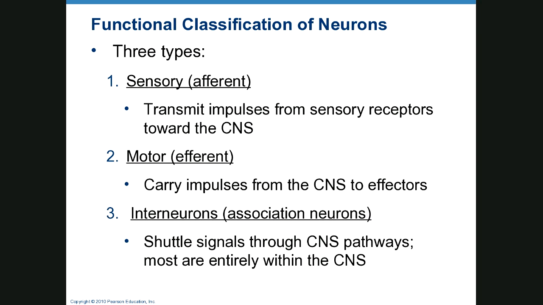Functional classifications of neurons: we have sensory or afferent. They transmit signals from sensory receptors towards the central nervous system. We have motor or efferent. They take impulses from the central nervous system out to effectors. Interneurons are also called association neurons, and they shuttle signals around in the central nervous system, and they make a decision what that nerve is going to do.